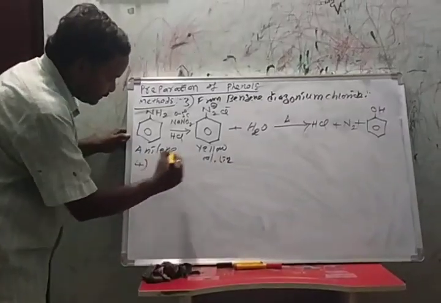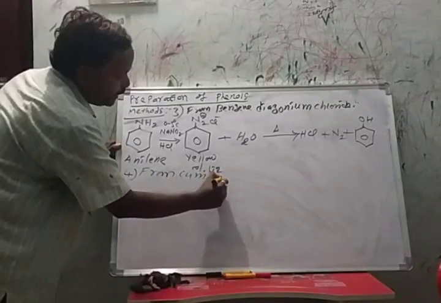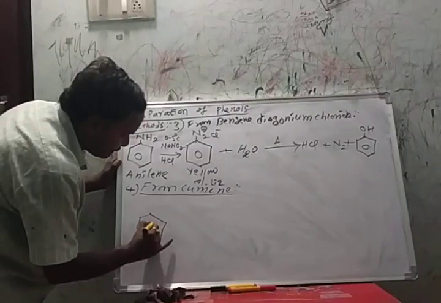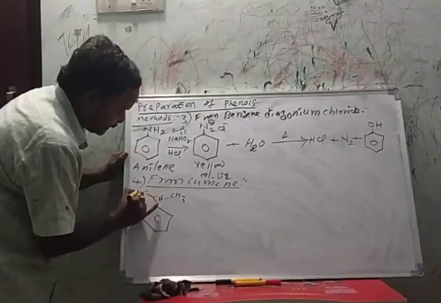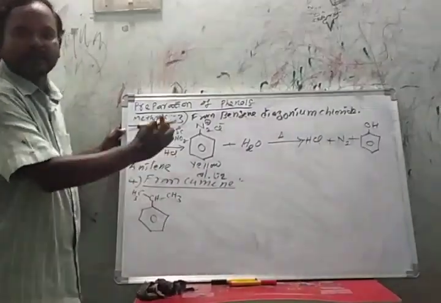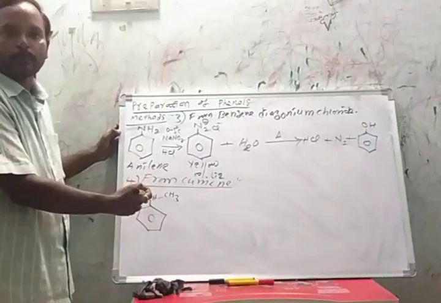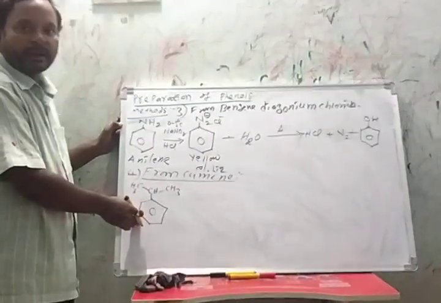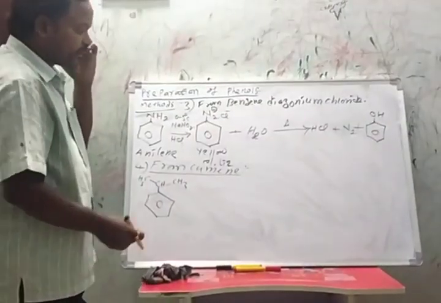And the fourth method, from cumene. What is the meaning of cumene? Here isopropyl benzene: benzene with an isopropyl group we call cumene. This is called isopropyl benzene or 2-phenyl propane. The IUPAC name of this molecule is 2-phenyl propane. The common name of this one is cumene.